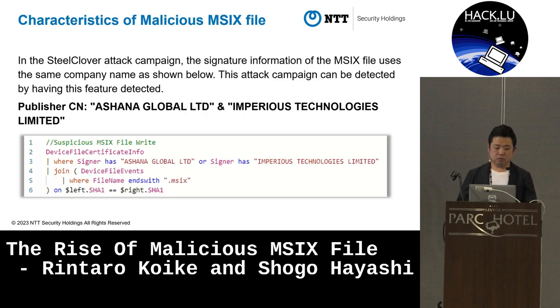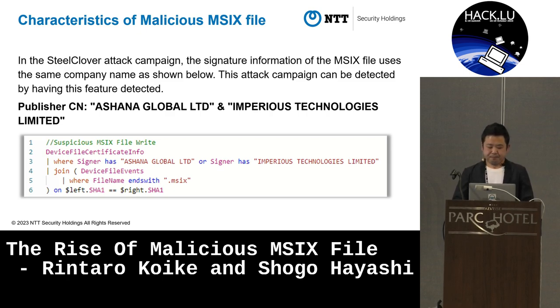The last rule introduced detects the MSIX files themselves by Steel Clover. We know that the actor uses the same signature for MSIX files for a certain period of time. Two signatures have been observed so far. Therefore, it's possible to detect the creation of MSIX files with this signature. You can detect only malicious MSIX files.